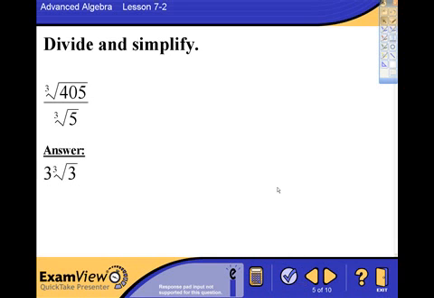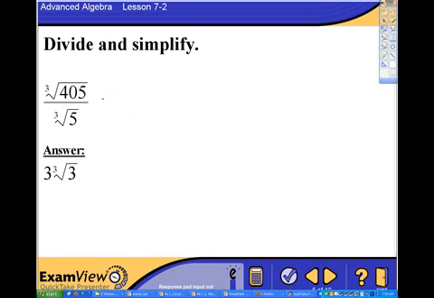They got 3 cube root 3. Is that true? I don't believe that. Let's try that. Let's see. 405 divided by 5. 405 divided by 5 is 81. What do you know? That's the problem we just got done doing. Cube root of 81. We know that's 3 cube root 3 because we just did it. Let's go on.